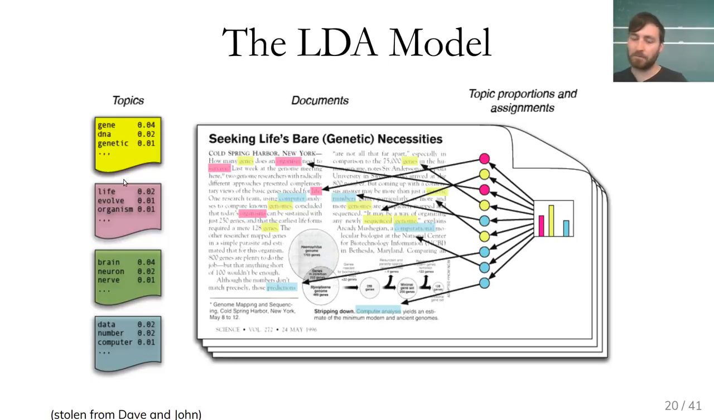Again, each topic is basically a multinomial distribution over words, so these all sum to one. If the first topic is genetics, then I have a probability distribution over all the words. And if I want a word from this topic, I just pick according to this distribution.